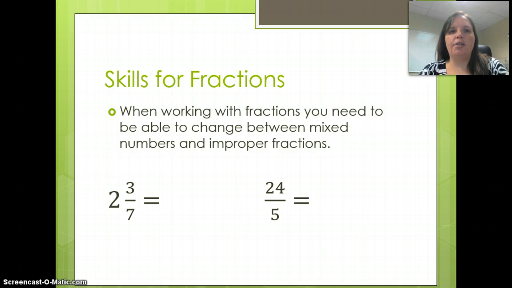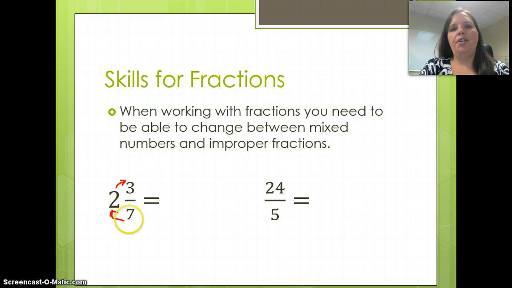this is supposed to be entirely a review. We need to make sure that you have the skills for fractions, just kind of reminders of them, because you're going to be needing to be able to move between mixed numbers and improper fractions. So skills for fractions, remembering that to go from this mixed number to the improper fraction, this is 2 full sets of 7, and then you only have 3 left over.